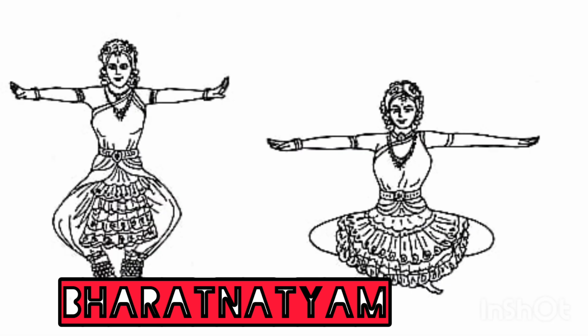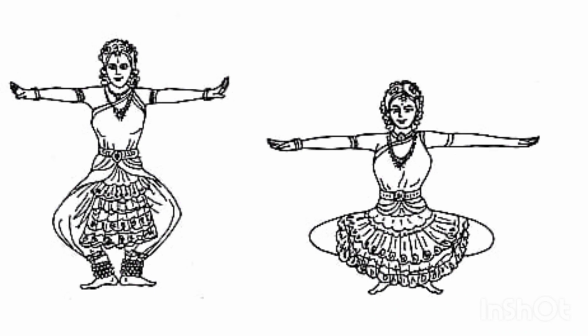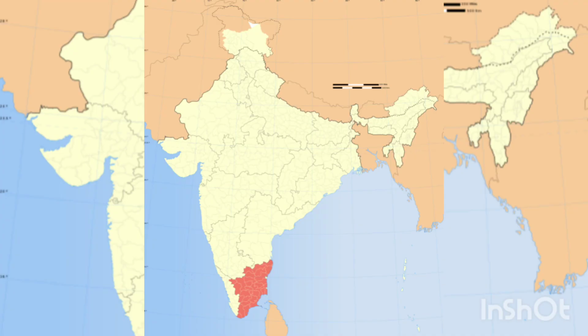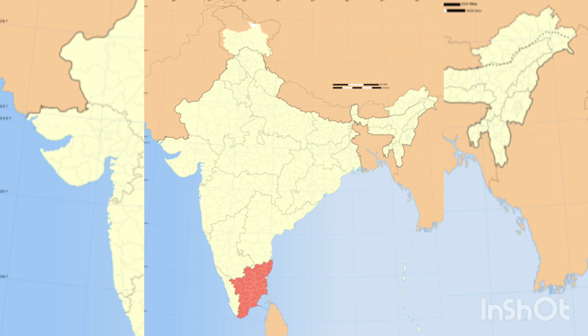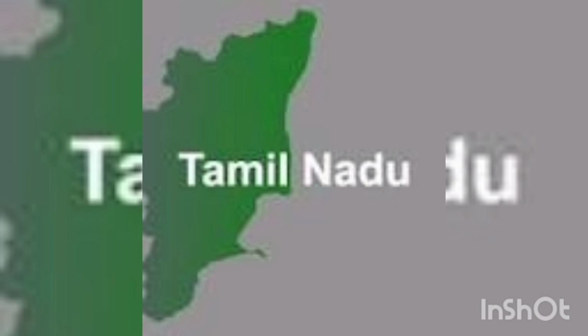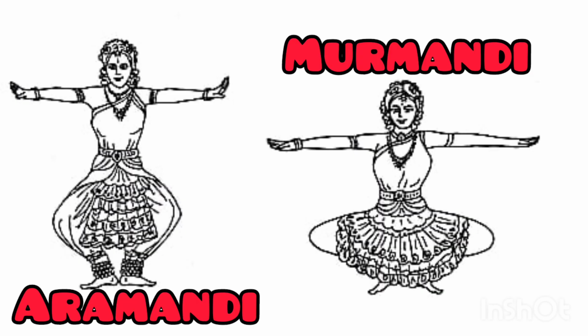Sadir, which was renamed Bharatanatyam in 1932, is the oldest classical Indian dance tradition in India. Bharatanatyam is the state dance form of Tamil Nadu. There are two types of squat-like movements in Bharatanatyam. The first one is called Muzhumandi and the second one is called Aramandi.